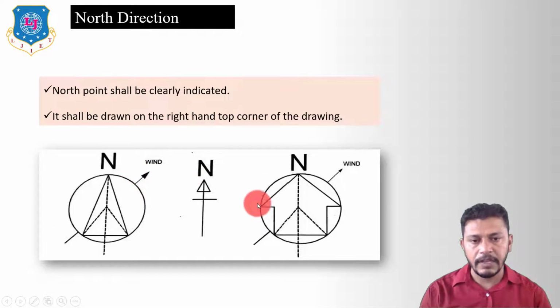In these three different ways we can show the north direction. By drawing a circle and showing an isosceles triangle in the circle, the vertex point of the isosceles triangle gives the direction of north, and this arrow will show the direction of the wind. Likewise, this is another example of how we can show the north direction by showing an arrow. This direction will show north, and these will be east, west and south. Here also we can show the north direction this way, and this arrow gives us the direction of the wind.